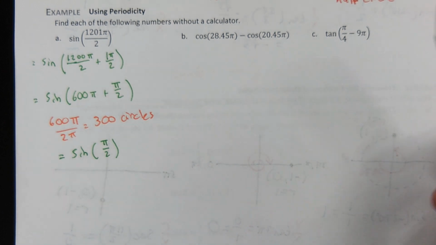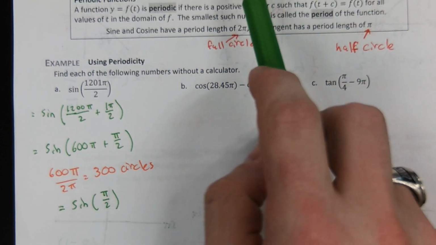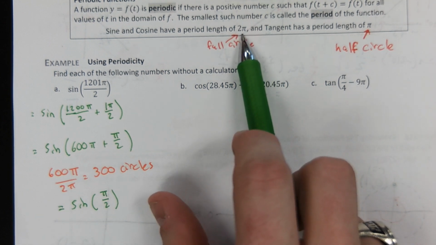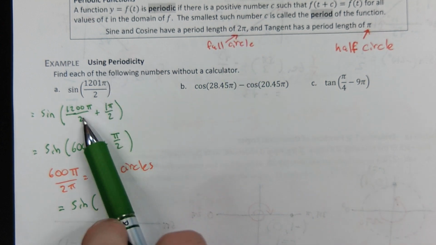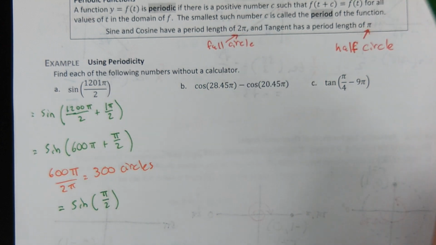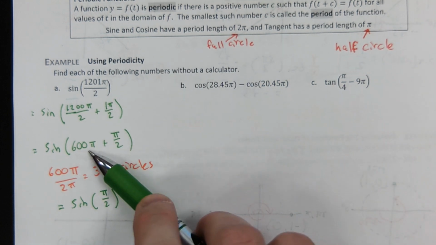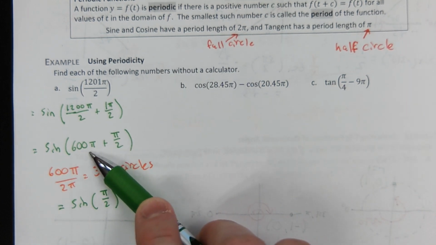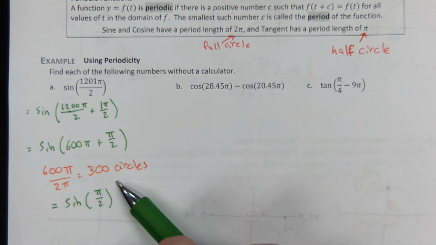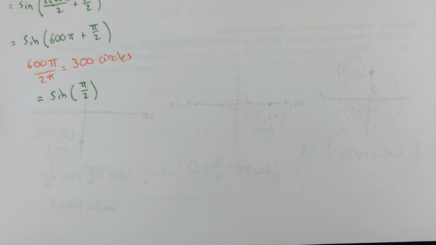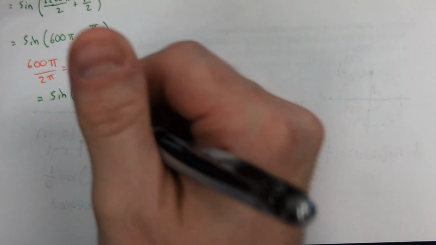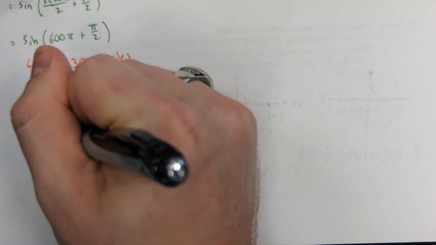And we can evaluate sine of pi over 2. You mean these twos? Well, I was just looking at 600 pi and I noticed that it's a multiple of 2 pi, specifically 300 times. And we can evaluate sine of pi over 2. That is one of our quadrantal angles.